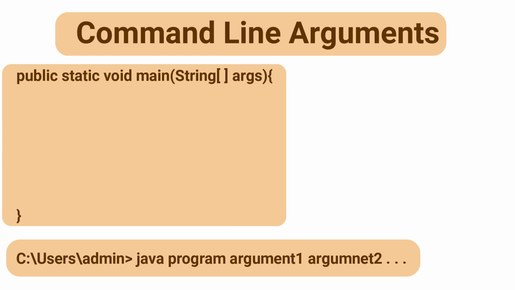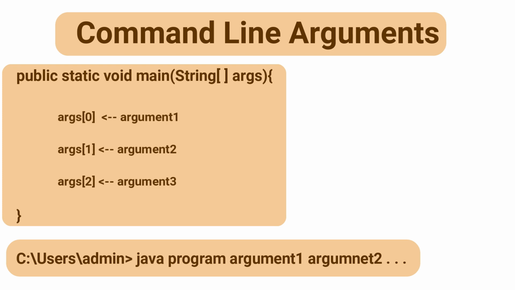So later in the program the first argument can be accessed as args[0] and the second argument can be accessed as args[1] and so on. It is important to note that all the command line arguments are strings in the program unless we convert them explicitly.